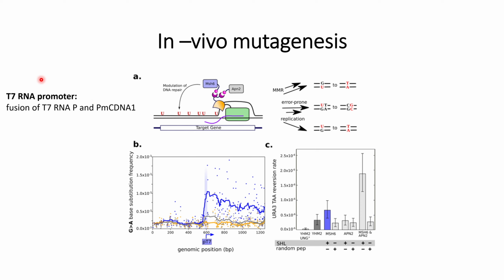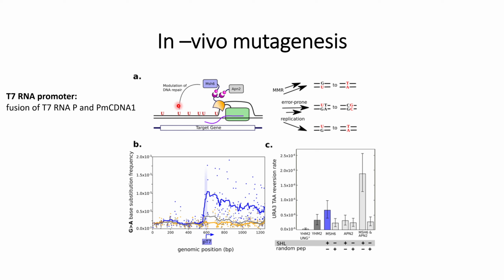The approach used in this paper, or in this video, is the T7 RNA promoter. It is the fusion of T7 RNAP and PMCDNA1. The function of T7 RNA polymerase is to direct PMCDNA1 to the target site, and this PMCDNA1 will then act on the cytosine of the DNA and mutate that cytosine.